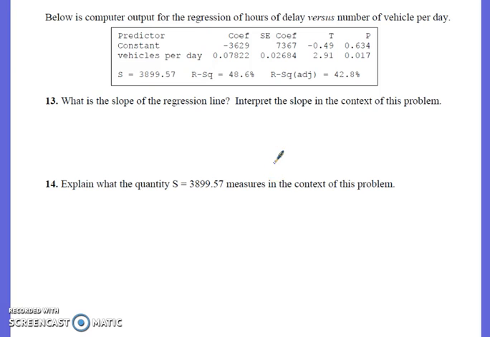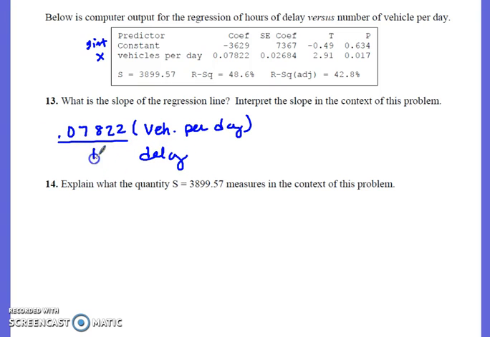13 is the regression equation for that same set of data. They ask us for the slope of the regression line. The slope is the coefficient in front of my x variable; this is my y-intercept, the constant. The number in front of my x is 0.07822, and x must be the vehicles per day. That means my y variable is the hours of delay, and we always know that it's over 1. And so that's my slope, 0.07822. You could just say the slope is that.